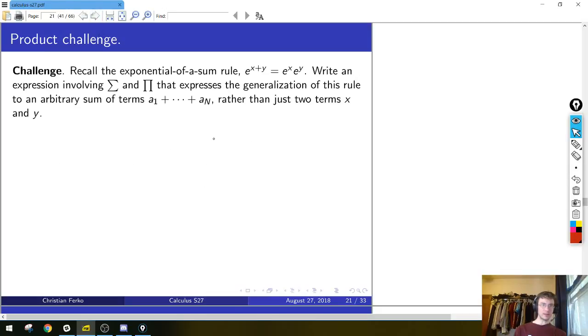Okay. Alright, so can we do a similar thing with exponentials, right? So we saw that the exponential of a sum is the product of the exponents. So this is kind of the opposite of the log rule. If you take e to the power of a sum, it's the product of each of those powers. So I'll ask you, can you write an expression that involves both the capital sigma and the capital pi that generalizes this rule to an arbitrary sum of numbers? So in other words, I'm asking you to write a product and sum notation expression that tells me something about this thing, e to the power of that sum. What should I write?